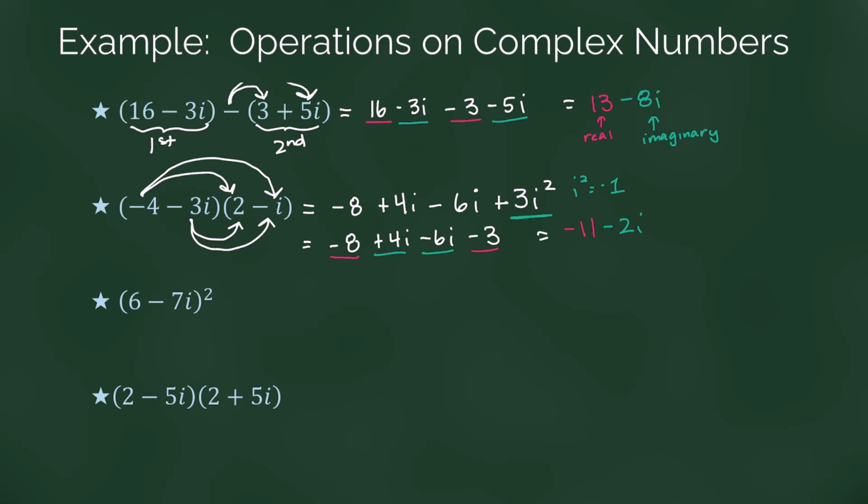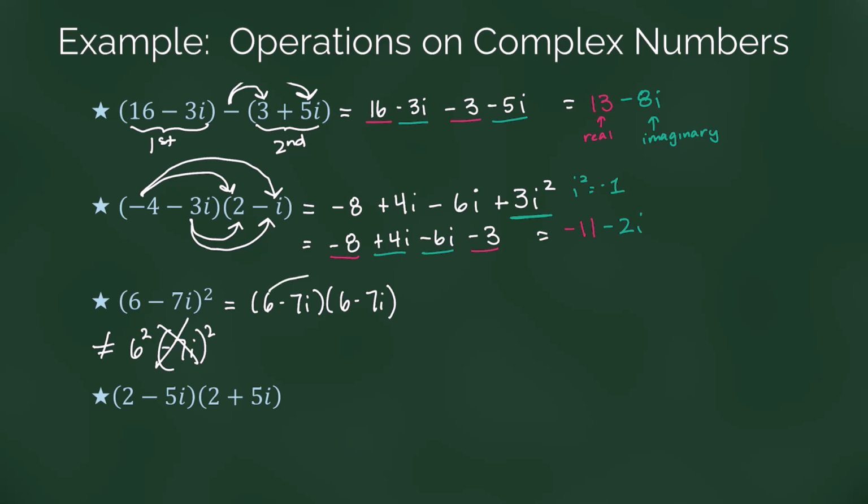The next one's similar. We have to remember that squaring means multiplying a number by itself. So we're going to write this as 6 minus 7i times 6 minus 7i and use the distributive property. We cannot just do 6 squared minus 7i squared. That does not work. We have to remember that squaring means multiplying the entire thing by itself, and we have to use the distributive property in order to do that.